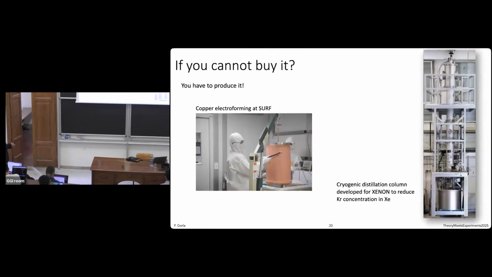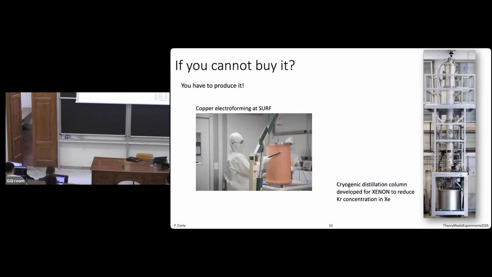To purify xenon from krypton concentration. So this was developed by the Xenon collaboration, I think by a Mainz colleague, maybe, or a Karlsruhe colleague, to purify xenon. And there was nothing like that available. We just needed to develop it for doing our experiment.